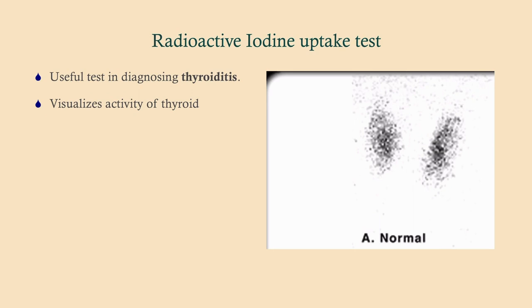Now, you should be familiar with the radioactive iodine uptake test, commonly written as the acronym RAIU. This is very useful in diagnosing thyroiditis, as well as some of the other disorders of the thyroid that are not often classified as thyroiditis, like Graves' disease or Hashimoto's. And this allows you to visualize the activity of the thyroid.